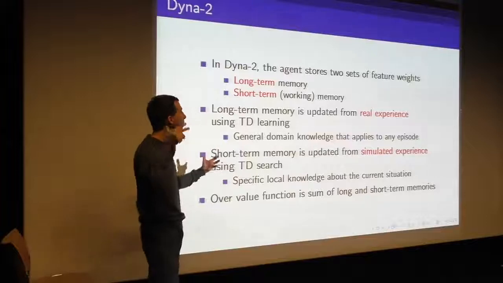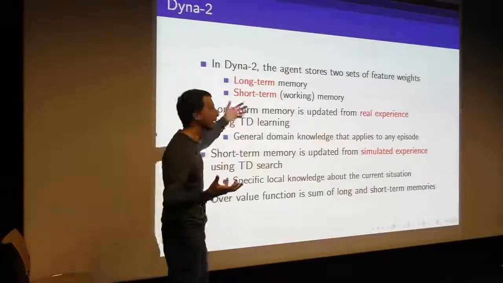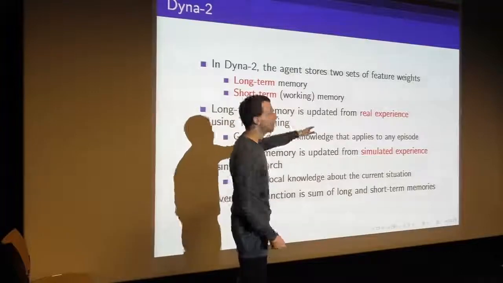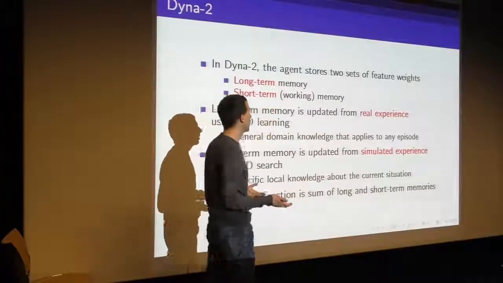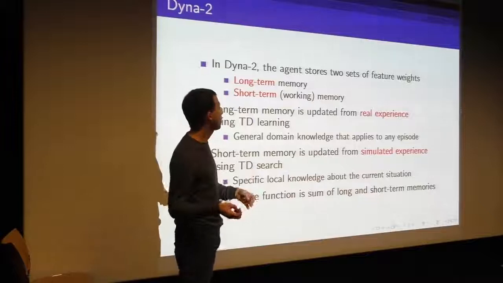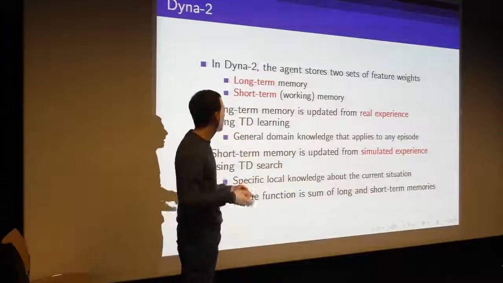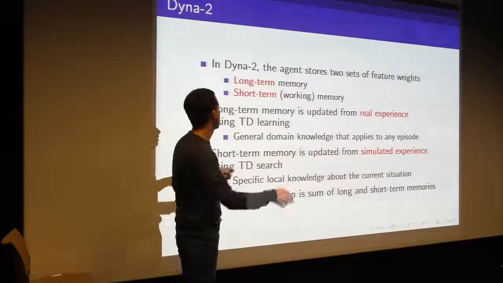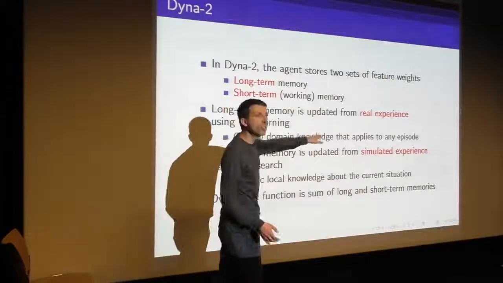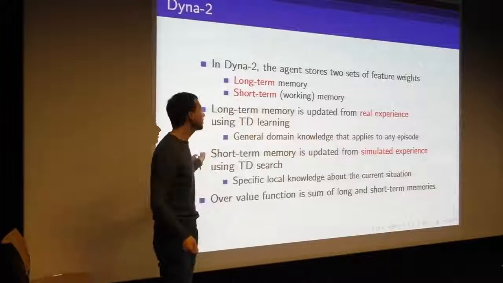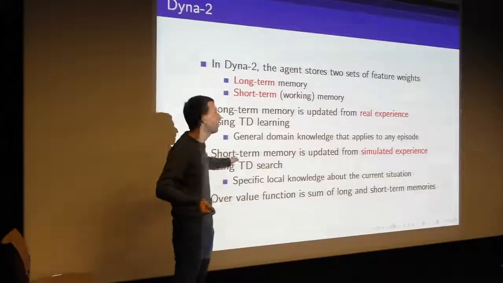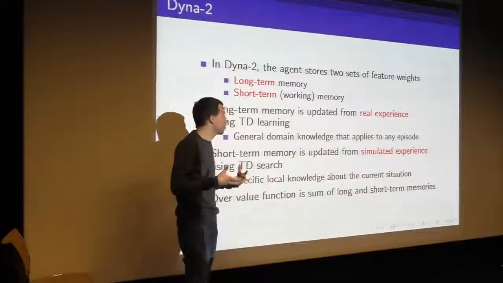You can think of these as like a long-term memory and a short-term memory, or a working memory. It basically updates its long-term memory from real experience. So it's basically got one value function, one saying how good things are when you really experience them, which is kind of the general domain knowledge. And you also have some short-term memory. This is like your search tree now. Your search tree is the thing that tells you how good is it in my search tree.